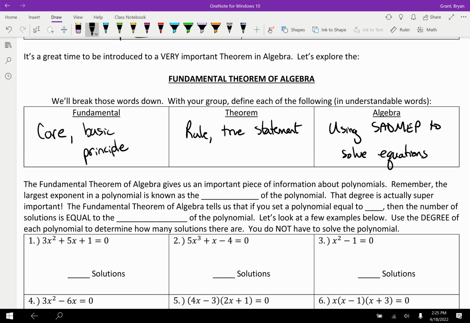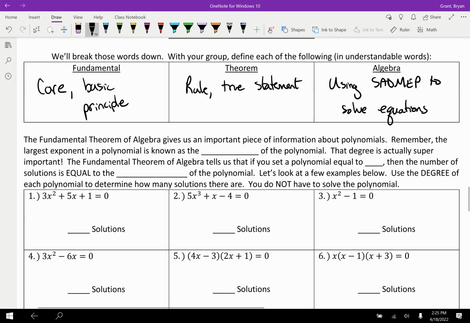And you might be sitting there thinking, well, wait, how come we haven't heard of this before? We've been solving equations for 3 or 4 years at this point. If this is such an important rule, why are you just telling us now? Well, the reason is it hasn't been relevant to you in the past. So let's discuss the fundamental theorem.